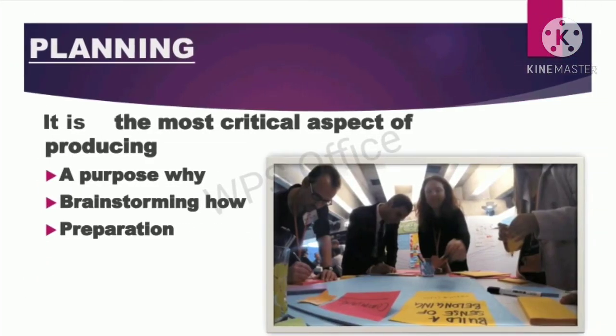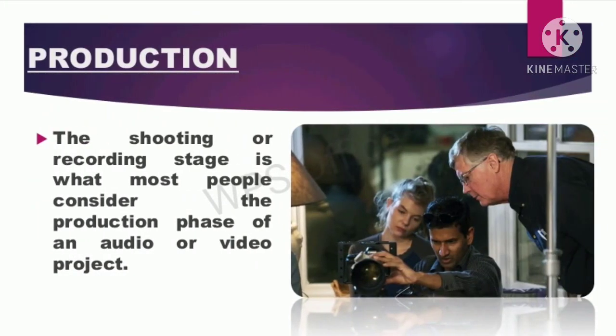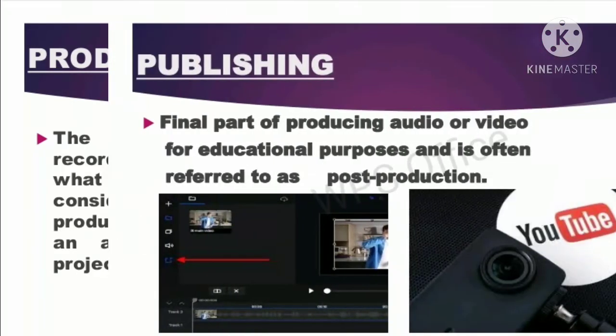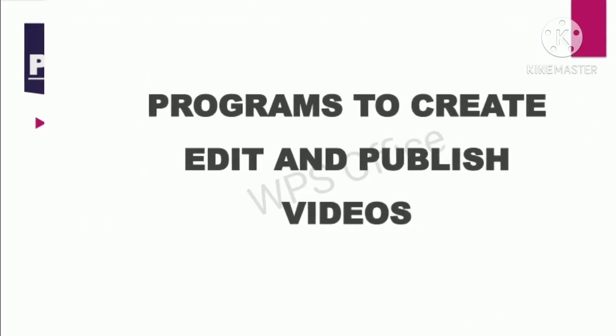First step is planning. It is the preparation stage, which is the most critical aspect of producing. It requires a purpose, why, and brainstorming, how. Second is the production. The shooting or recording stage is what most people consider the production phase of an audio or video project. The last step is the publishing. It is the final part of producing audio or video for educational purposes and is often referred to as post-production.